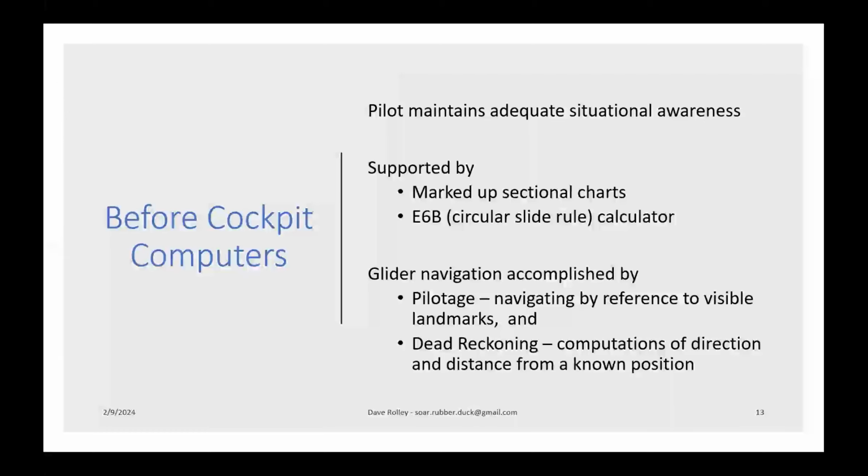When I started, we were using marked up sectional charts and an E6B, so basically a circular slide rule. We navigated by pilotage, so reference to the visible landmarks, and we used dead reckoning, so we computed the direction and distance from a known position. So the computer in the cockpit was 1 part pilot's brain and 1 part E6B. And a lot of our dead reckoning came from our pre-flight planning, so we could identify those landmarks and the distances involved and stuff like that.